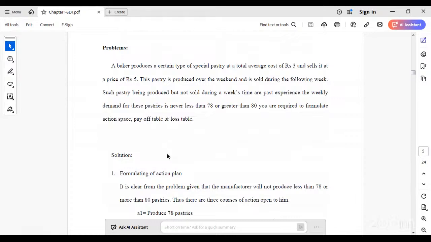A baker produces a certain type of special pastry at a total average cost of rupees 3 and sells it at a price of rupees 5. This pastry is produced over the weekend and is sold during the following week. Pastries produced but not sold during the week are a loss, by past experience. The weekly demand for these pastries is never less than 78 or greater than 80. You are required to formulate the action space, payoff table, and loss table.